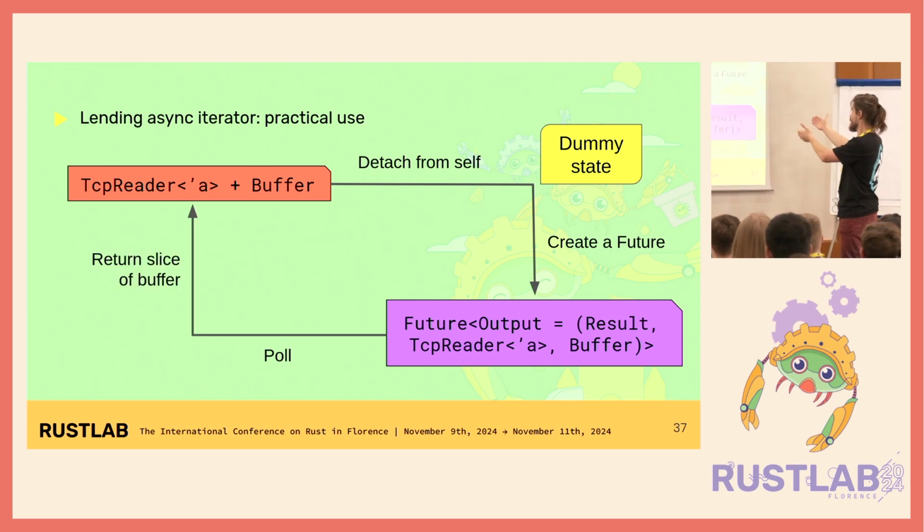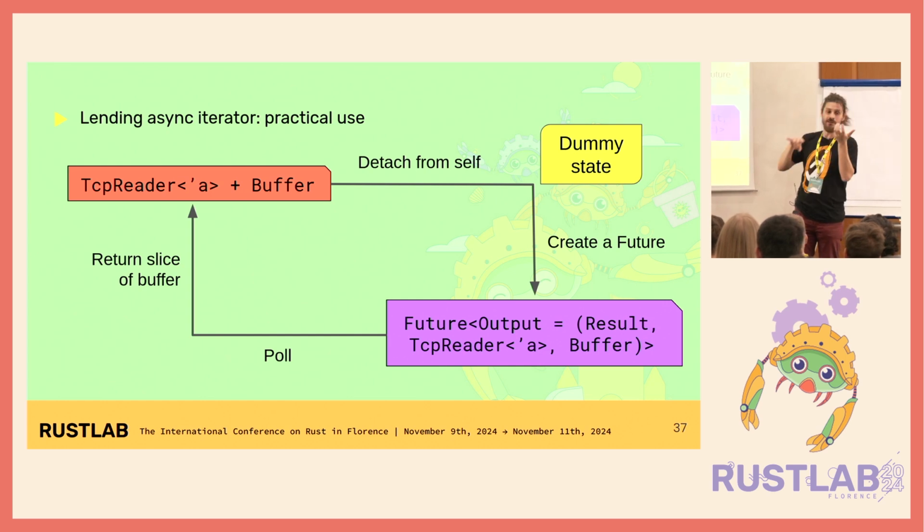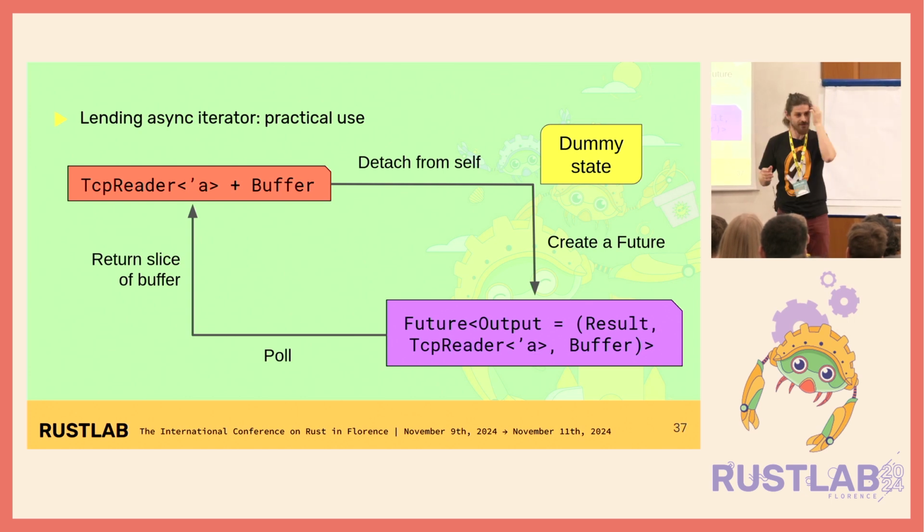Obviously, you take the result back. You have the number of bytes. You take the TCP reader and the buffer. You rewrite them into the first state. And then you can just slice the buffer, lend the slice outside to the user.